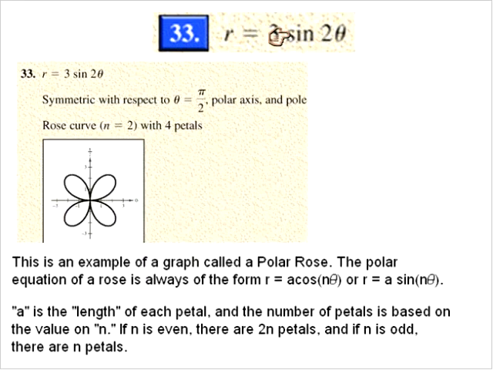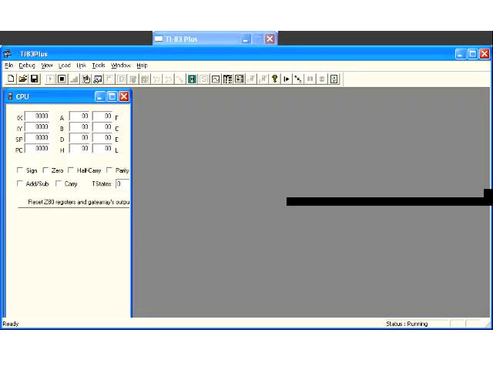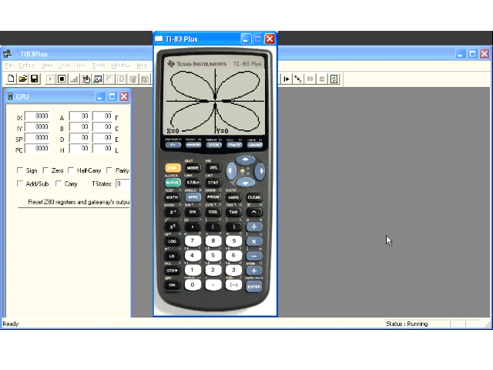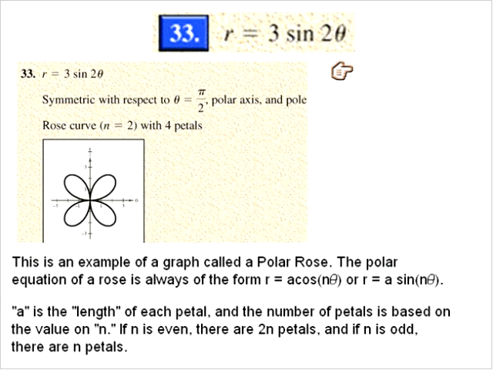Good. So that does match up there. And then the last one, 3 sine of 2 theta. Just looking at this, I should know this is a rose curve. And it's a rose curve with 4 petals nonetheless. So let's just check it out. Clear this out, and we have 3 sine of 2 theta. Graph that. Oh, and there's our rose. Let's zoom in just a little bit. There we go. That's kind of pretty. There's our rose with 4 petals. And it matches up perfectly to the graph that they have down here.